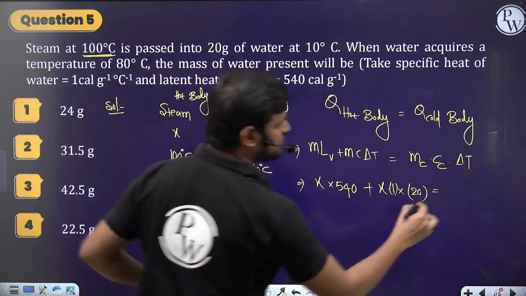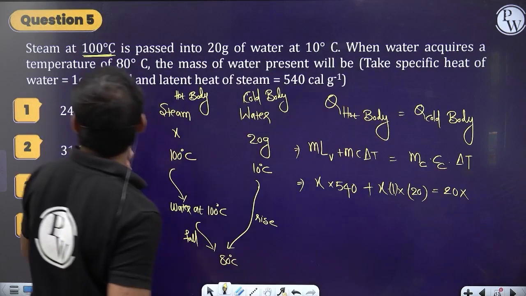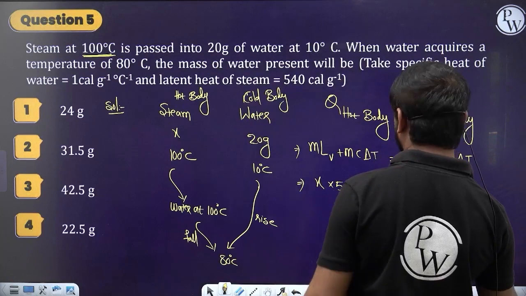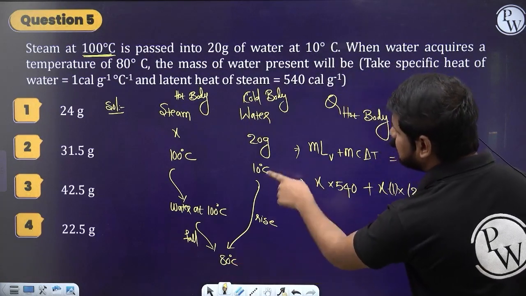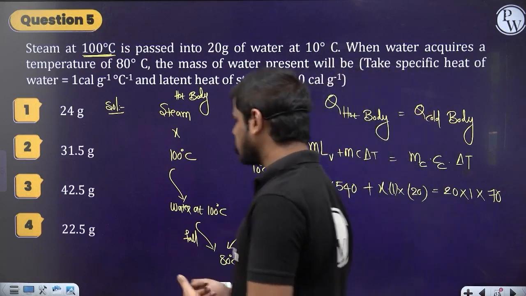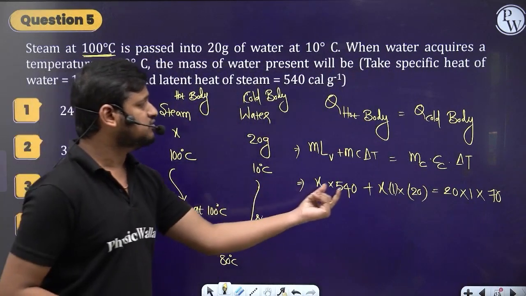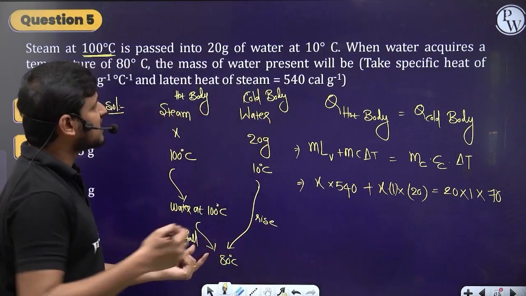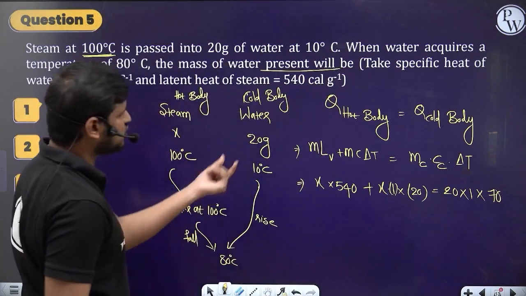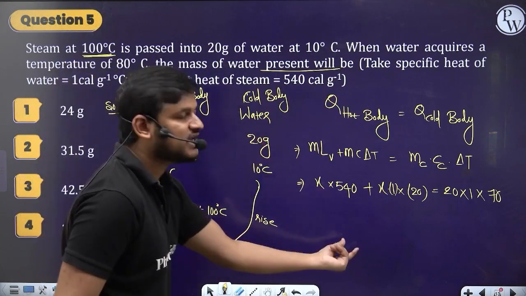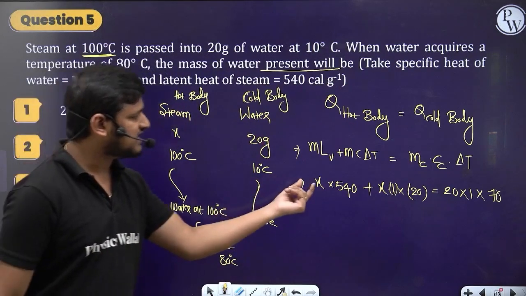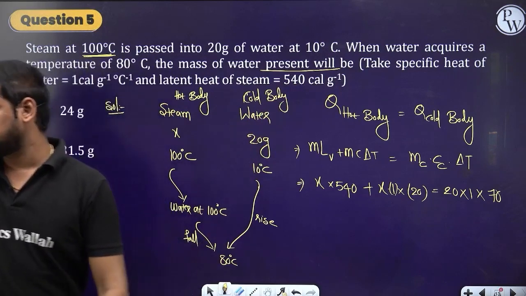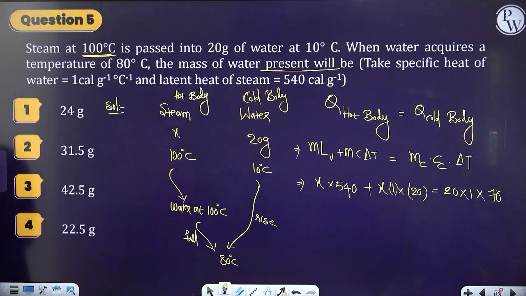The mass of the cold water is 20 grams, into c, which is again 1, into delta T, which is 80 minus 10, final minus initial, which is 70. Now you can solve the question for the X value. Whatever X you get is the steam which is converted to water. But they are asking for the final water present, so you have to add this 20 plus whatever value of X you get here. That will be the final amount of water. So try those calculations on your own.